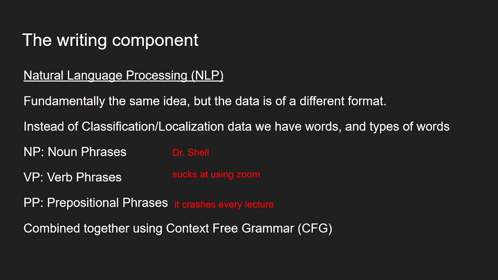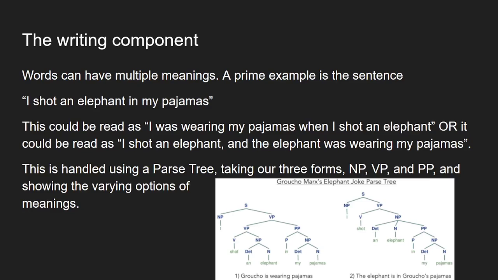And now that we know what we're insulting and how we're going to insult it, we need to decide, what do we write? Well, the writing component is going to use something called natural language processing, or NLP. And it is fundamentally the same idea, but the information that we feed it is going to be different, where we have three main pieces: noun phrases, verb phrases, and prepositional phrases. Combined all together, it is called context-free grammar.